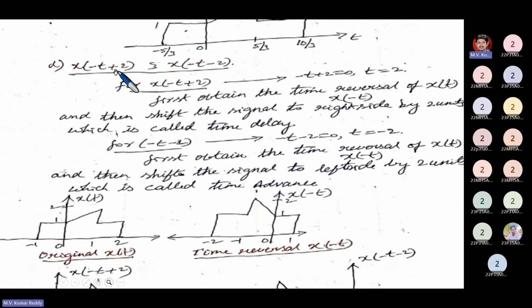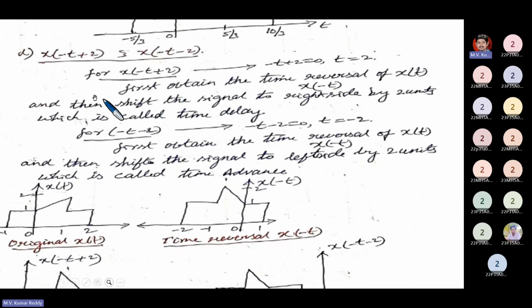This is the problem: x of minus t plus 2, x of minus t minus 2. Now see here, there is no coefficient. Here also there is no coefficient. Only a negative value is there. So the first step is we have to equate it to 0.